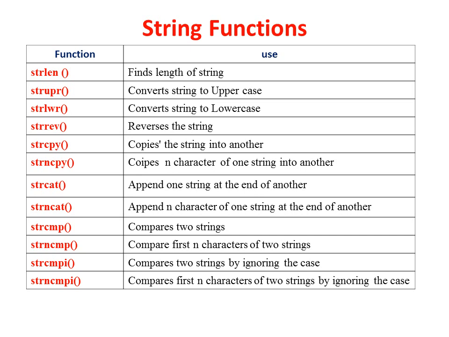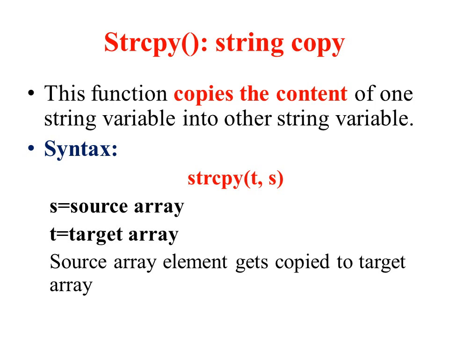The last ones here are strcmpi. As we already know, str is for string, cmp for comparison. So whenever two strings are compared ignoring the case sensitivity, that is, ignoring the case, then we have to use the function strcmpi, with i for ignore. Then strncmpi compares the first n characters of the two strings by ignoring the case. Now let's see one by one in detail.